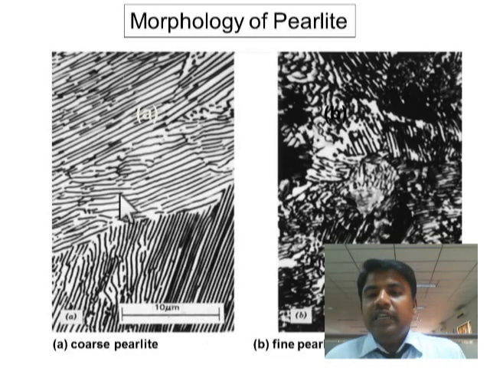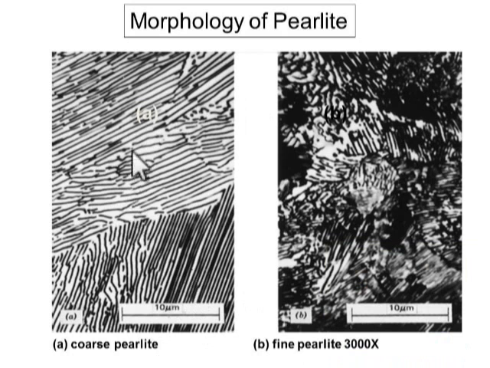So you can see the microstructure of the material. This we call coarse pearlite, and this is called fine pearlite.